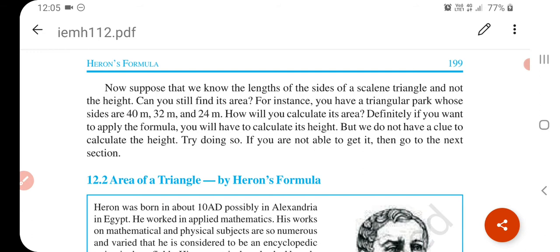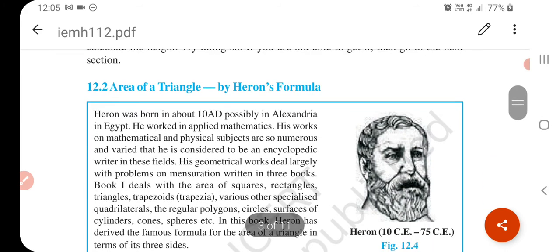For instance, you have a triangular park whose sides are 40 meter, 32 meter and 24 meter. How will you calculate area? Definitely if you want to apply the formula, you will have to calculate its height. But we do not have a clue to calculate the height. So if you are not able to get it, then go to the next session, that is area of triangle by Heron's formula.